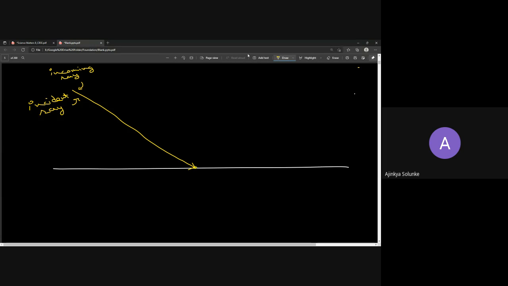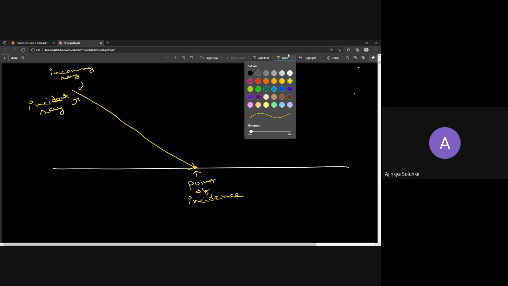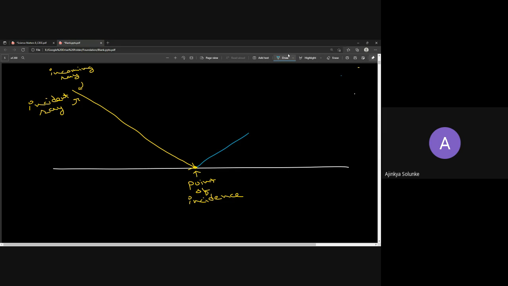The point where it hits the surface is called the point of incidence. What is this point? This is the point where the light strikes. Now this is the outgoing ray. What do we call the outgoing ray in technical words? Reflected ray. Yes, obviously it is the reflected ray.